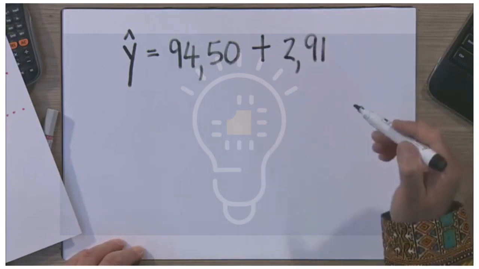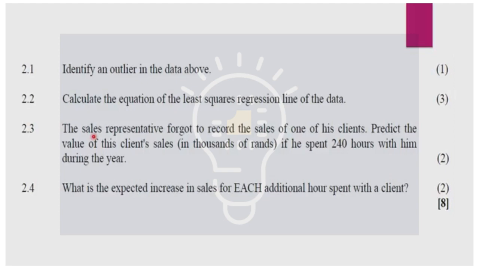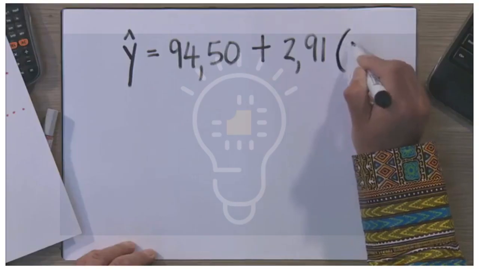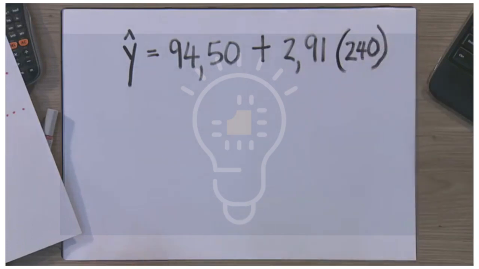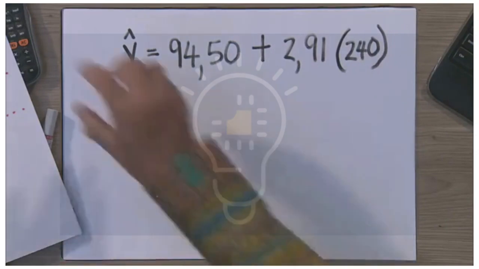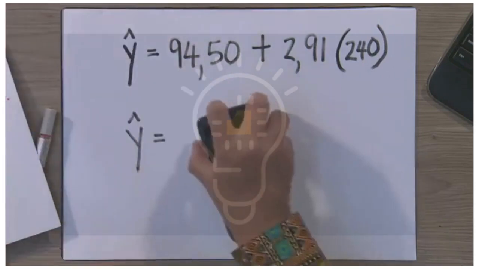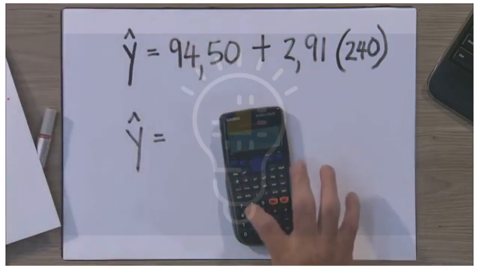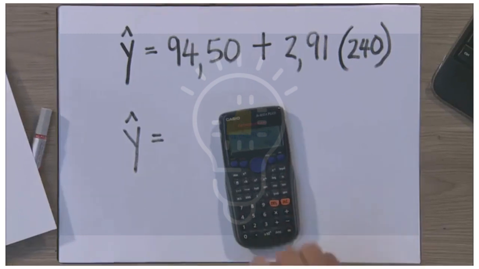2,91. And now the question said the sales representative spent 240 hours with him. So I must substitute X. For X, I must substitute 240 right there. And then I must find the answer for Y hat. Right, so now I take my calculator, and it works out to be the following. You'll notice I have 94.5 plus 2,91, and in brackets I put 240, close my brackets, and equal to, and there you see the answer on the calculator.